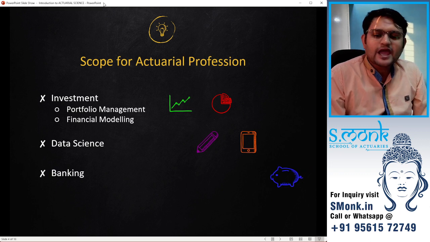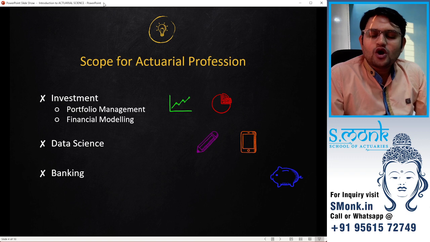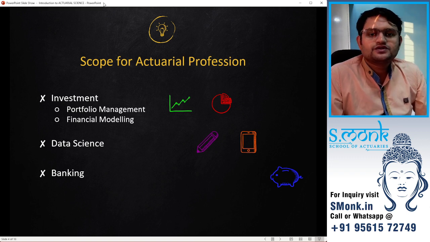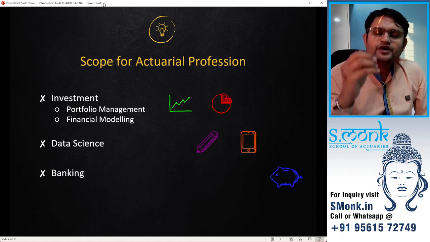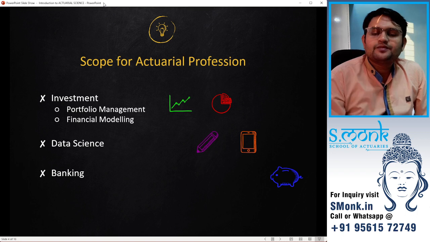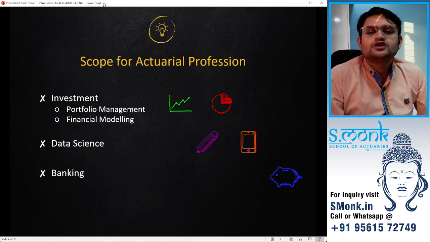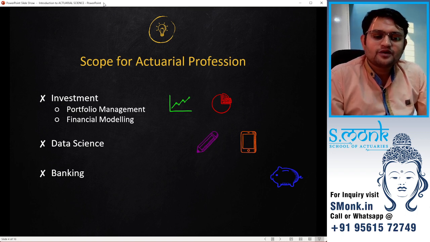And we have banking. In banking, there are a lot of things that actuaries work with. One is credit rating, card frauds, other kinds of frauds. To detect frauds, to detect credit rating, you need to figure out what the future payments might be. Again, actuarial professionals come into play.